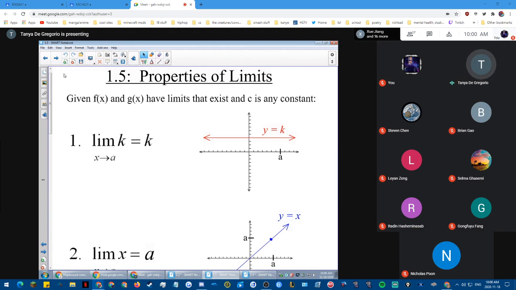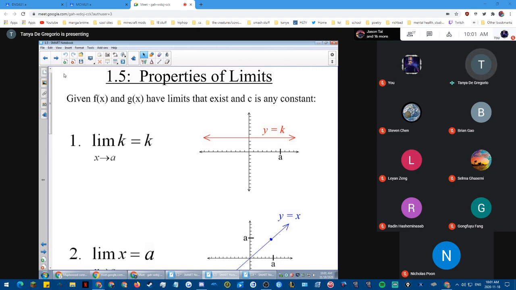Given f of x and g of x have limits that exist and c is any constant. So what we're saying is we're assuming that these properties hold where f of x and g of x have limits that exist. Okay? All right. The limit of k as x approaches a is equal to k. Let's talk about what that means.